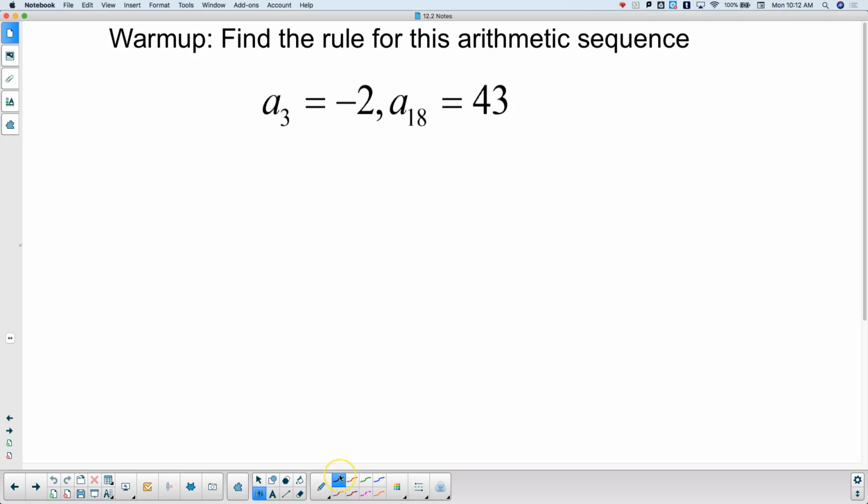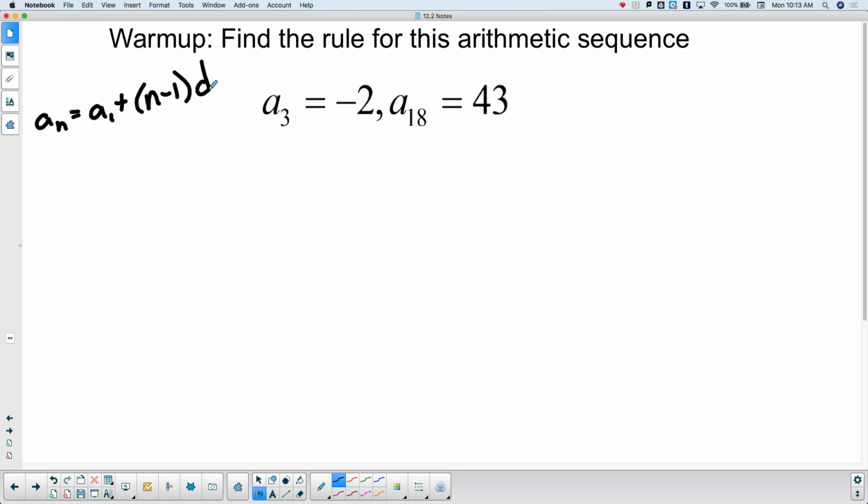So remembering back to Friday, a sub n is equal to a sub 1 plus n minus 1 times d. That's how we find the rule. We need the first term, and we need the common difference between two consecutive terms to find the rule.